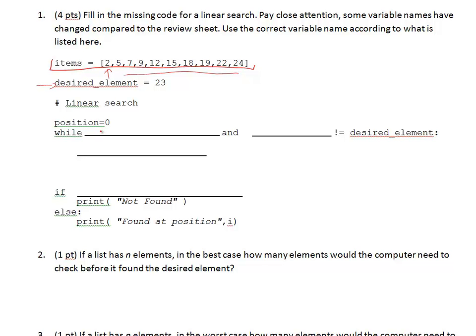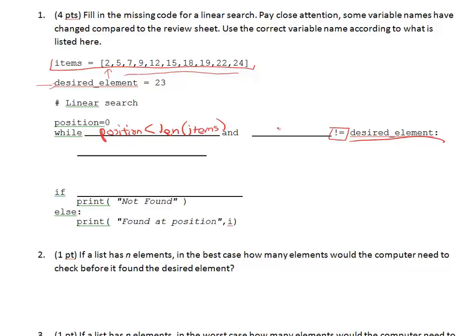Well, to make sure that I haven't reached the end of my list, which is always the condition I check for first, then I take a look at this and I want to, while position is less than the length of my list, which is called items. And I haven't found my element. How do I know? Let's see. Not equal to the desired element. So I got half that condition set up.